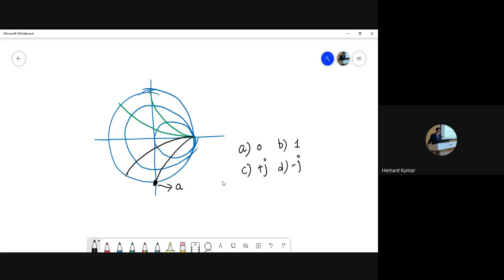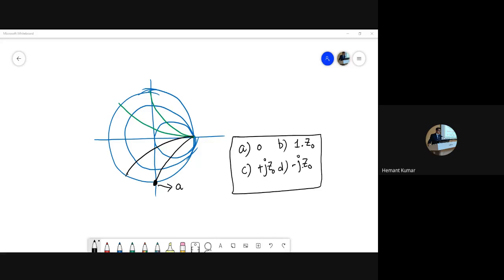Or you may see the options like this: Z naught, and so on. It is just multiplying with some characteristic impedance. If the characteristic impedance is not given, you can assume 1. If it is given, then you need to multiply at the end, right? So the options are these. What is the correct answer? Type in the chat box.